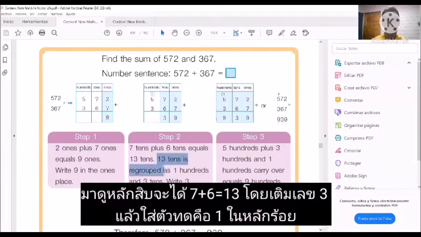13 tens is regrouped as 103 tens. Okay, that's the answer. Okay, that's regrouping. We are supposed to write the number 1 here, next to number 3, but we can't do that. So what should we do? Number 1 goes in hundreds place, and number 3 still in tens place.